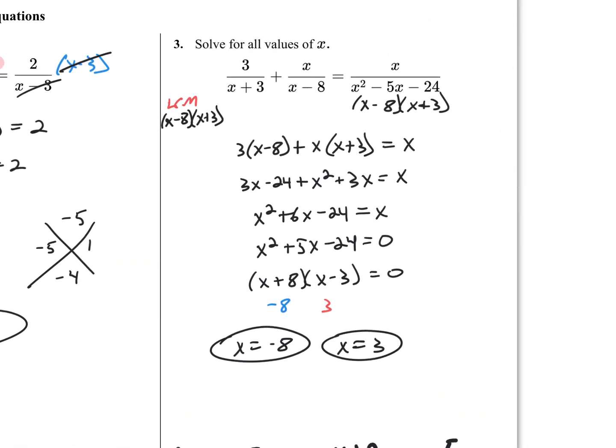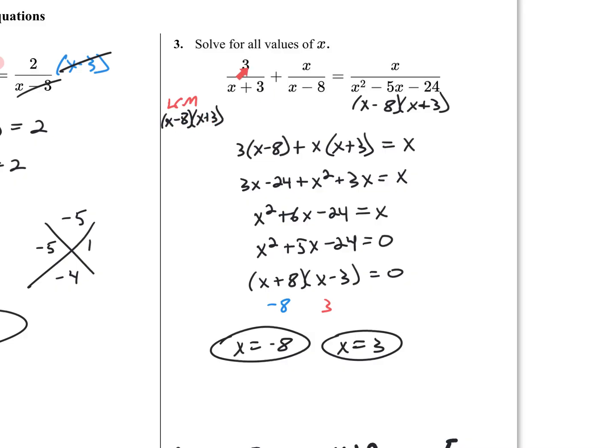Again, in number 3, I had to factor this trinomial. It factors into x minus 8, x plus 3. So when you look at all of the denominators, in order to cancel out all of these fractions, we're going to multiply by the least common multiple, which includes at least x plus 3 and x minus 8, which is both of them here. So that's our least common multiple.